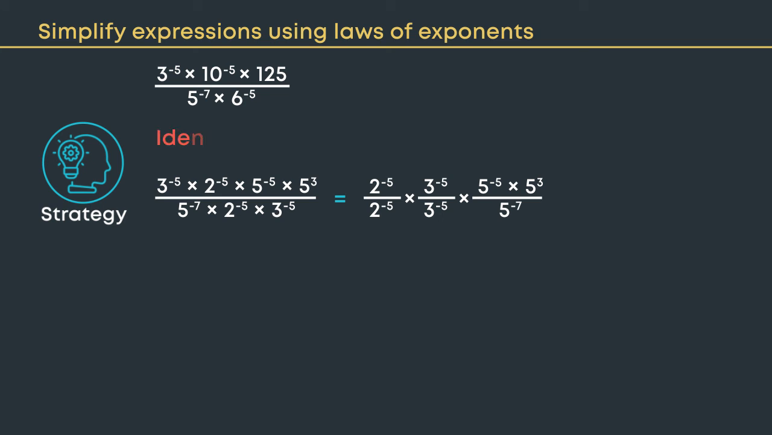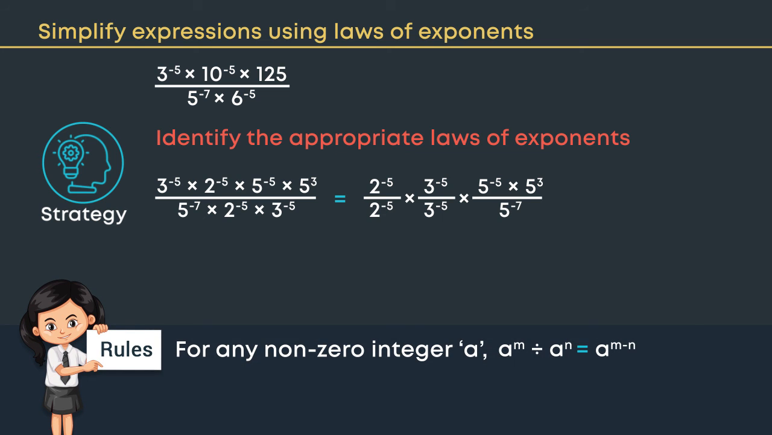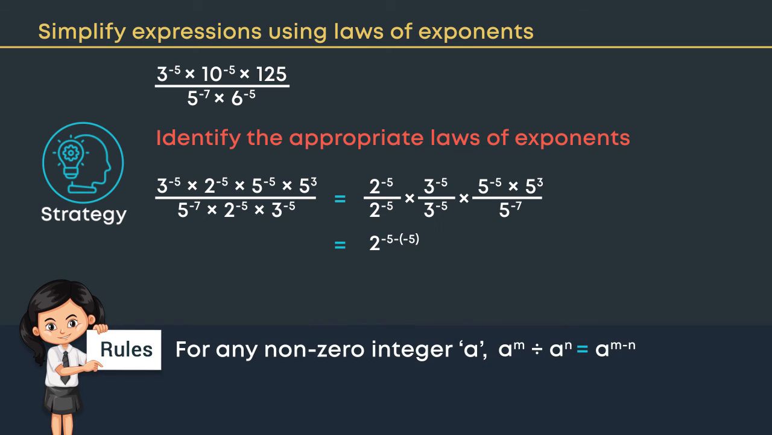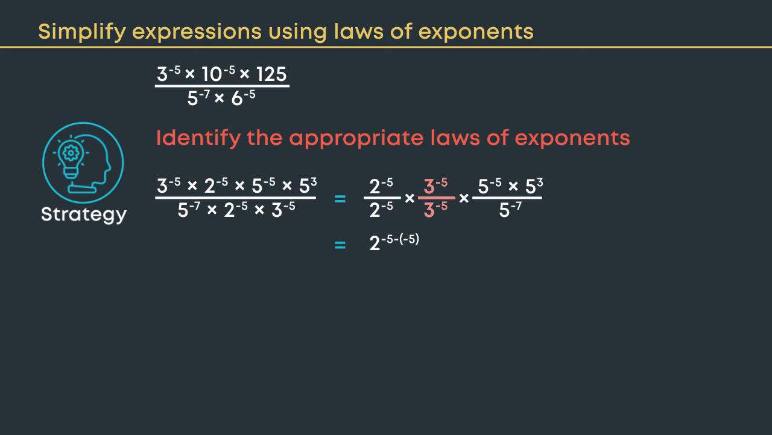The next step is to identify the appropriate laws of exponents for simplification. You can see that 2 to the power of minus 5 by 2 to the power of minus 5 is of the form a to the power m divided by a to the power n. We can apply the quotient rule here and write it as 2 to the power of minus 5 minus of minus 5. Similarly, applying the quotient rule to 3 to the power of minus 5 by 3 to the power of minus 5, we get 3 to the power of minus 5 minus of minus 5.